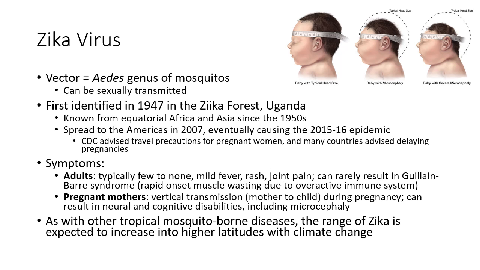All right, another emergent disease is Zika virus. The vector for this is the Aedes genus of mosquitoes. Again, you don't need to know the genus of mosquitoes for this class, but I have it up here anyway. This can be sexually transmitted, so it is a sexually transmitted disease as well. The first instance of Zika virus was identified in 1947 in the Zika forest of Uganda, which has two e's, whereas the virus just has one.